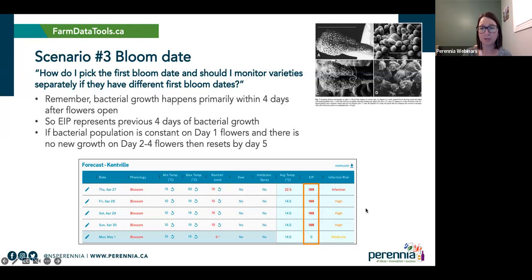So I just wanted to show you here, that's how you see how it's tracking those 4 day old flowers. And then it shifts towards newer flowers as time goes on. So that's how it becomes synchronized, because once you've passed 4 days, all of the flowers are the same age, and the model will be telling you the bacterial population on all of those new flowers.